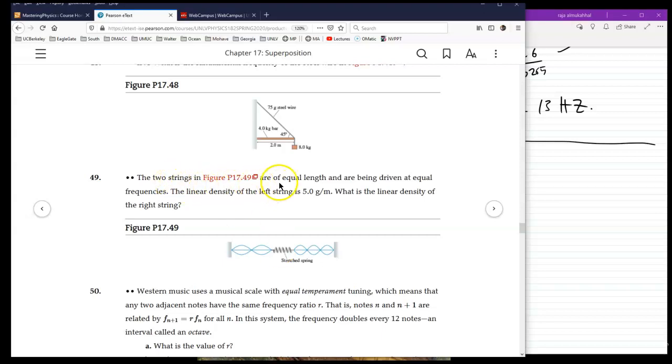He said the two strings are of equal length, so they have the same length, and are being driven at equal frequencies. The linear density of the left string, here this one, is 5 grams per meter. What is the linear density of the right string? Got it?